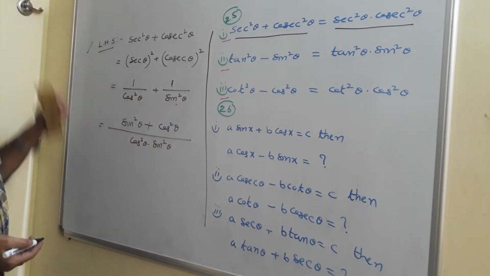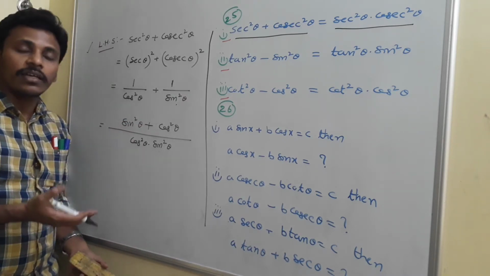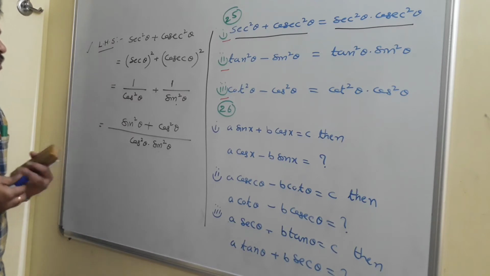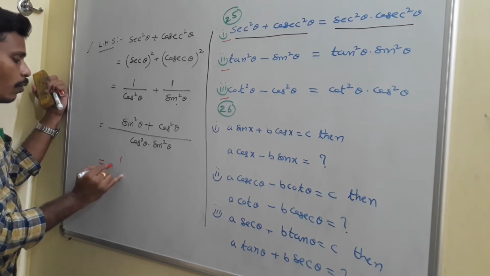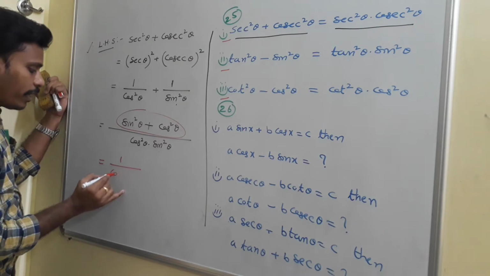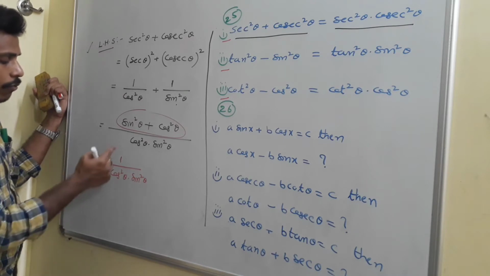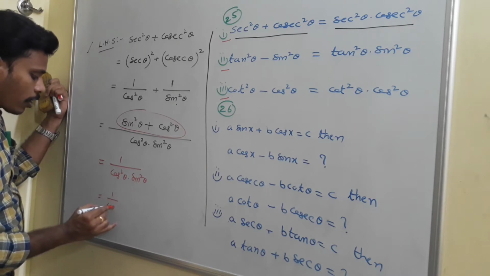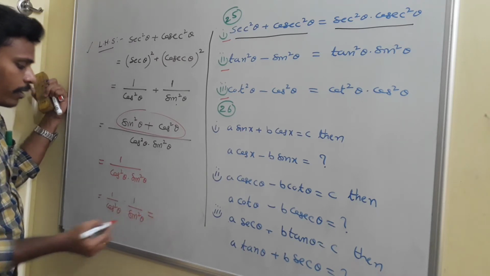Now observe what will happen here. The numerator is what? Sin square theta plus cos square theta. We have a powerful tool in our hands, that sin square theta plus cos square theta is 1. Is it right? Yeah. Now, since sin square theta plus cos square theta is 1, I will rewrite it like this. 1 divided by cos square theta into sin square theta. Now, see, 1 divided by cos square theta into sin square theta can be written as 1 by cos square theta into 1 by sin square theta. Is it clear? Yeah, absolutely.